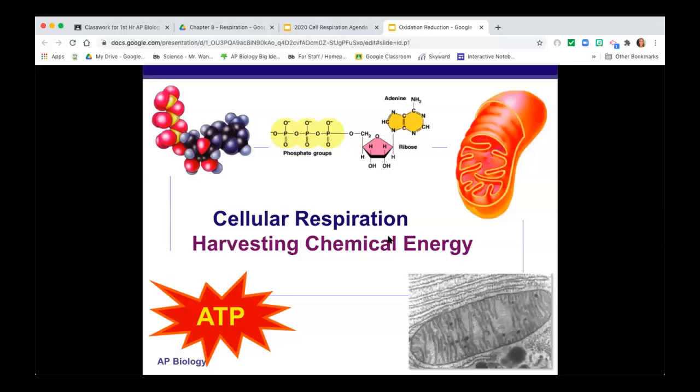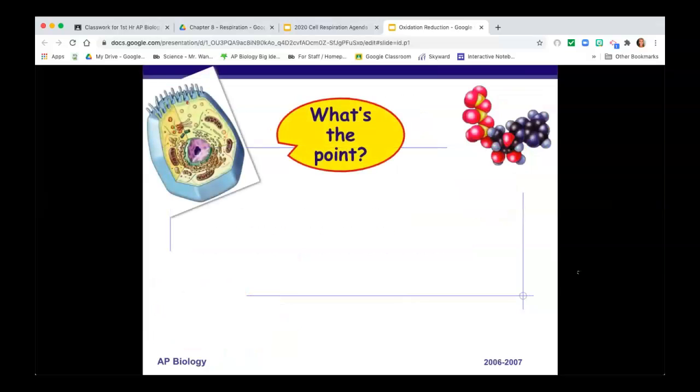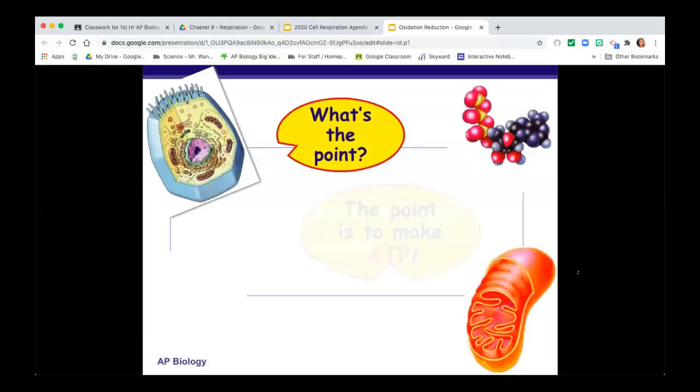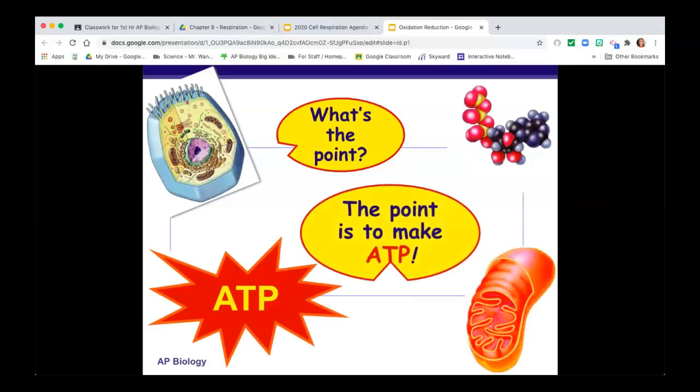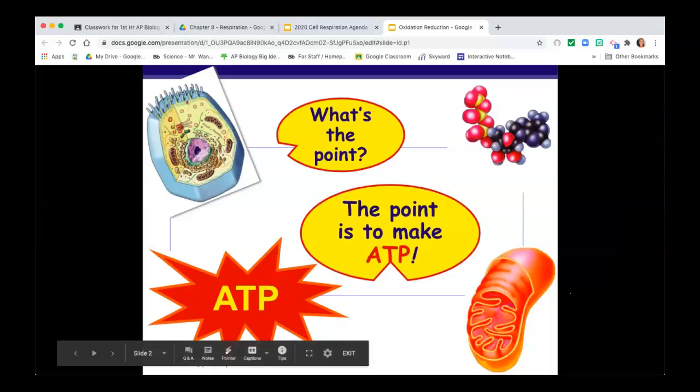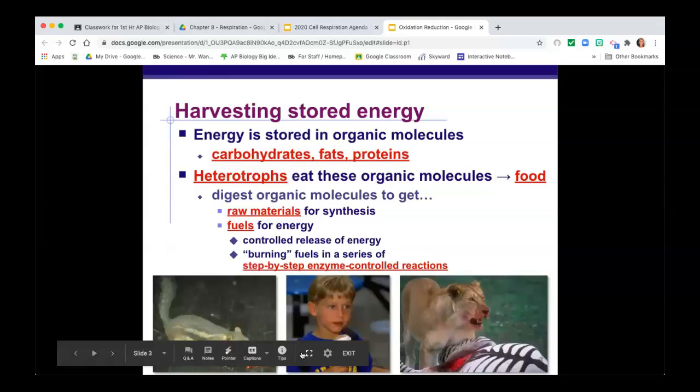Okay, so as we're talking about cellular respiration, we're going to get a good handle on oxidation and reduction. So we're going to learn how that process is going to make ATP. That's the big idea of cellular respiration, is that in the mitochondria, we can make lots of ATP, which we know is the cell's energy currency. So that's what we're going to use to make energy for our bodies.